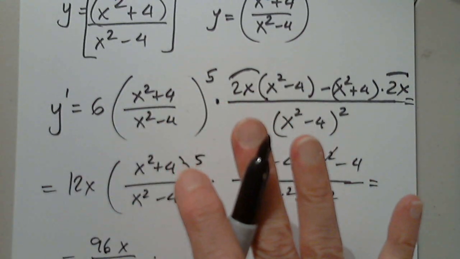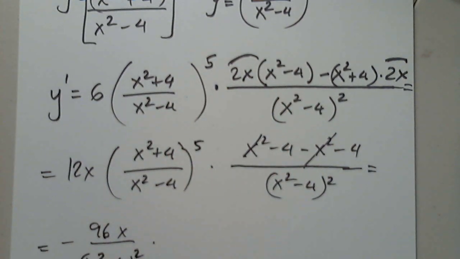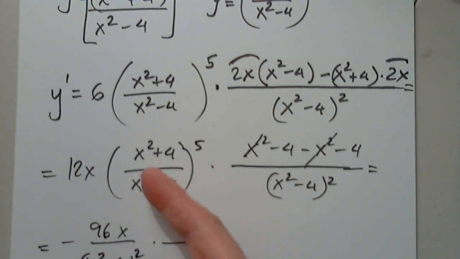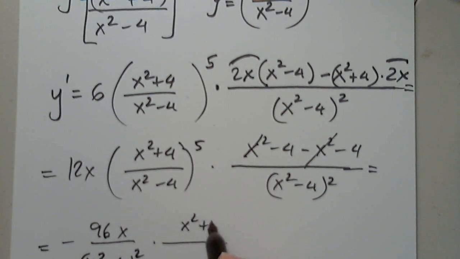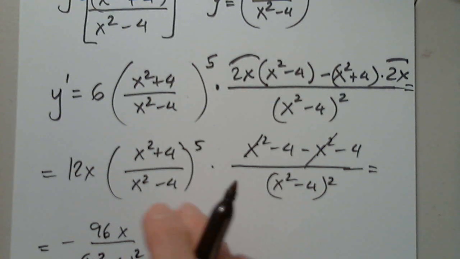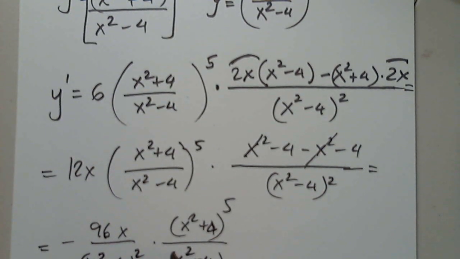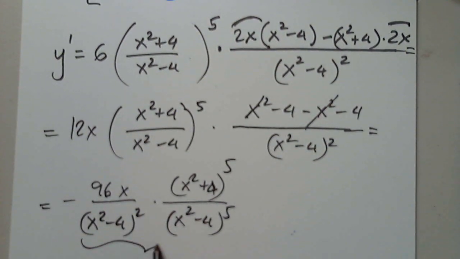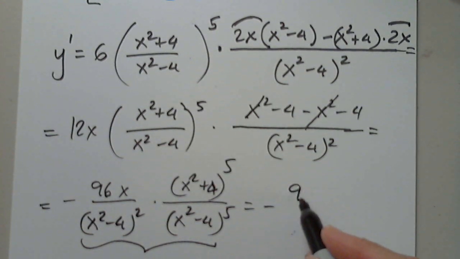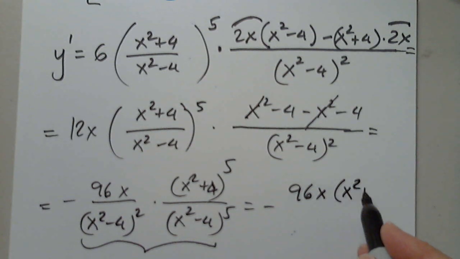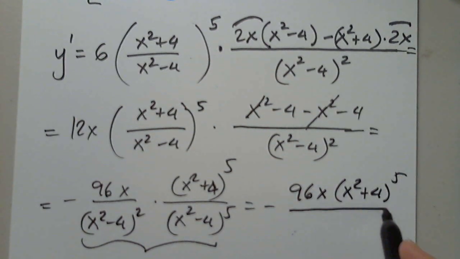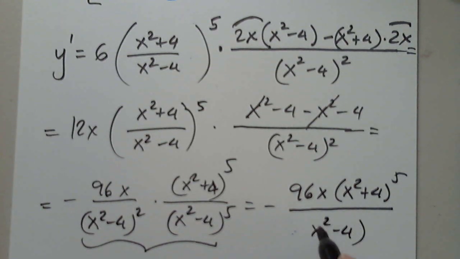Now, there is no need to do this, but it's common sense, I would say. I will write x squared plus 4 to the 5th power and x squared minus 4 to the 5th power, because I know I can multiply the factors in the denominator without expanding, of course. 96x, x squared plus 4 to the 5th, and this is to the 7th, because they are the same. Copy the base and add the exponents.